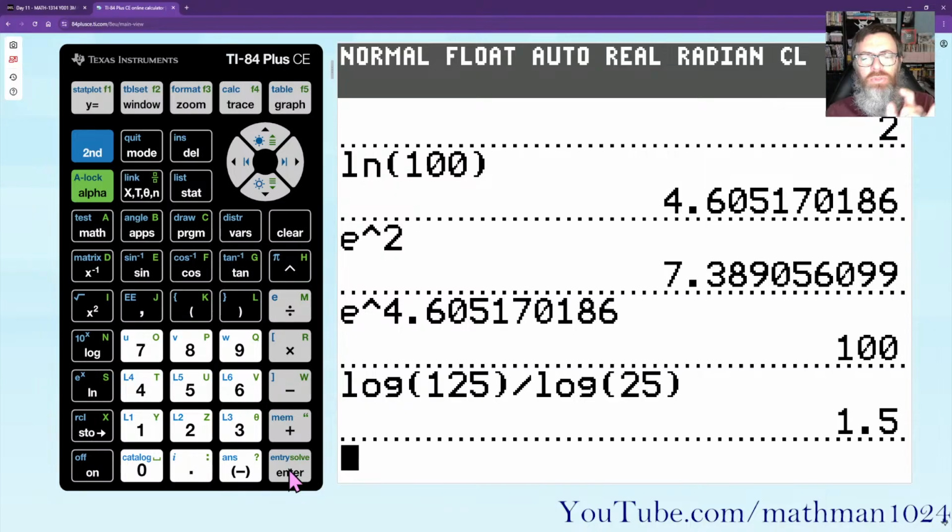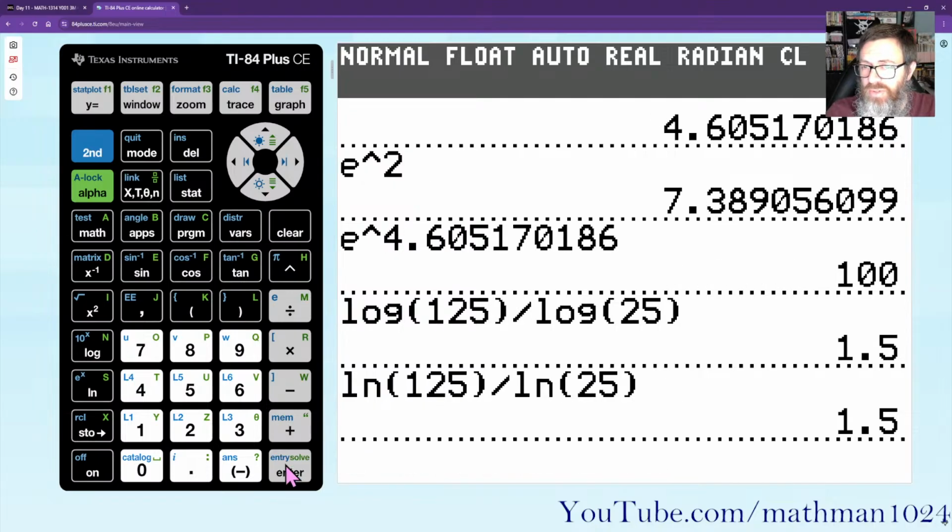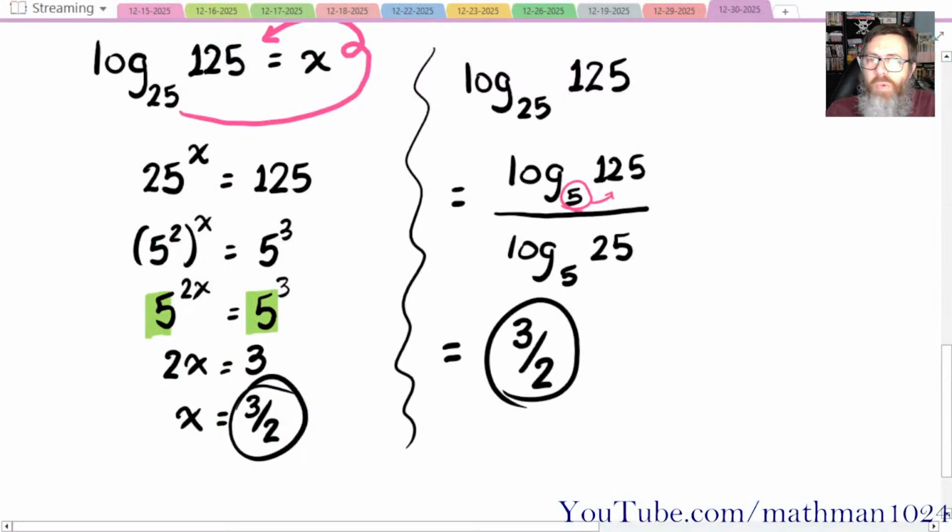So if I do log in the top and bottom, that's log base 10. If I do natural log with base e, still the same base, I should still get the same answer. And I do. I think that's pretty cool. Now, I'm not really going to be throwing things into the calculator unless I absolutely need to. For this problem, I didn't need to.